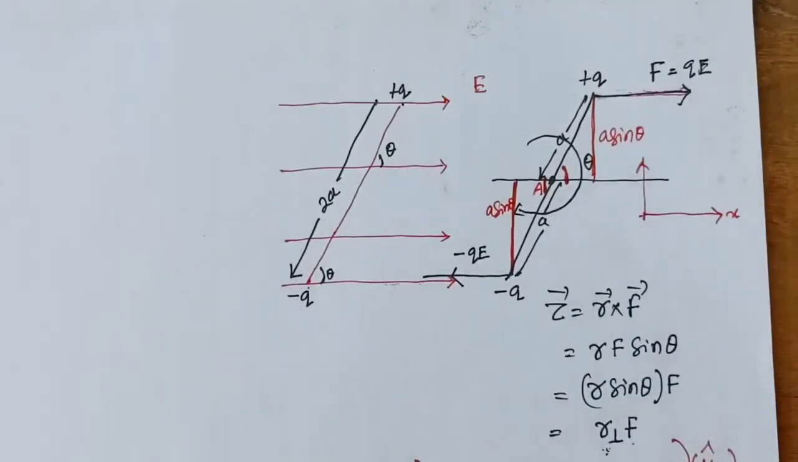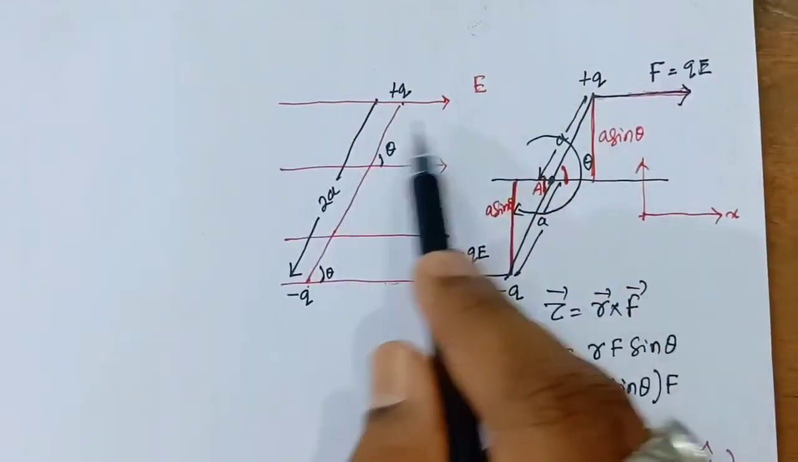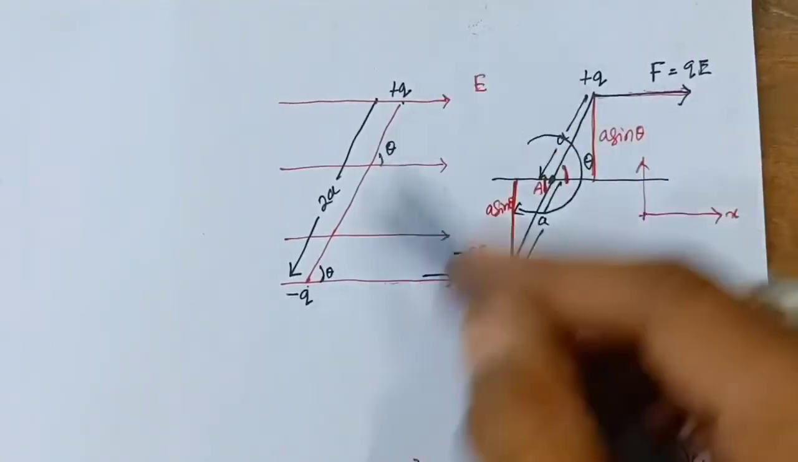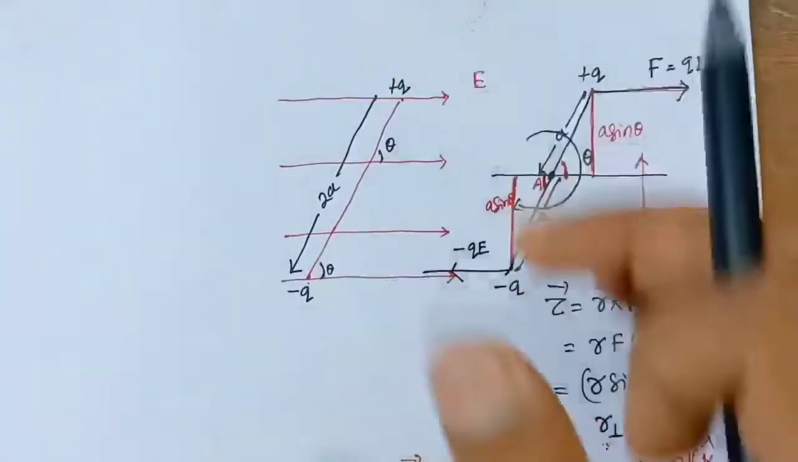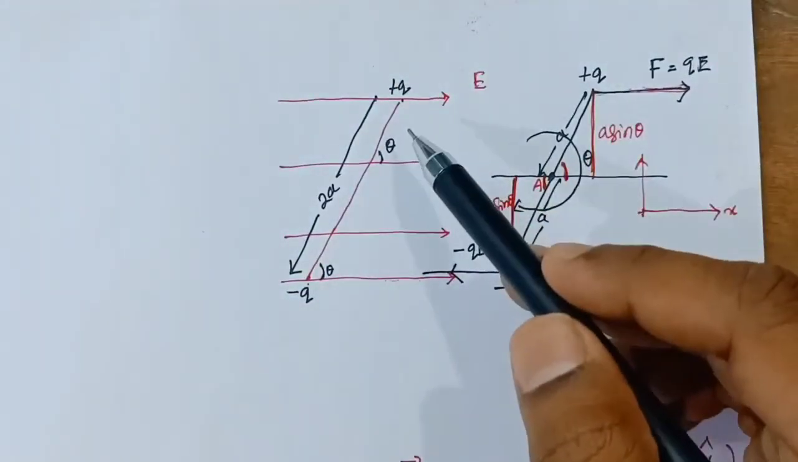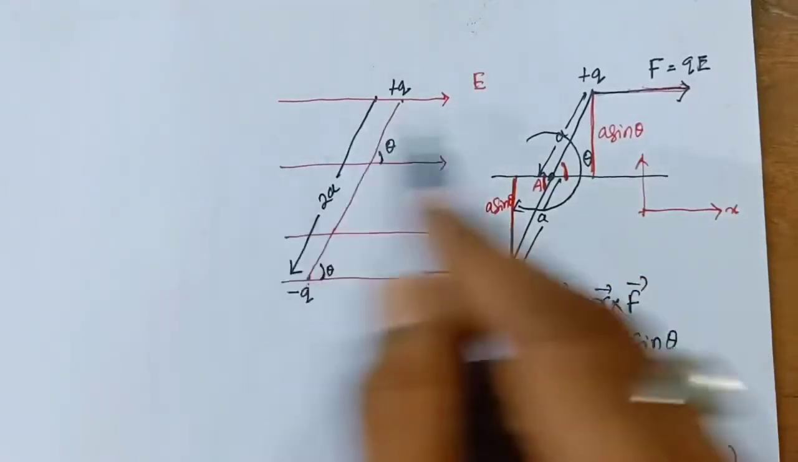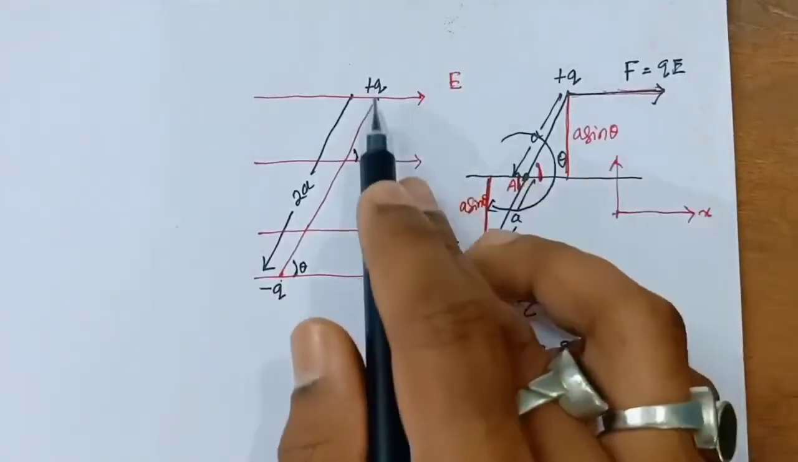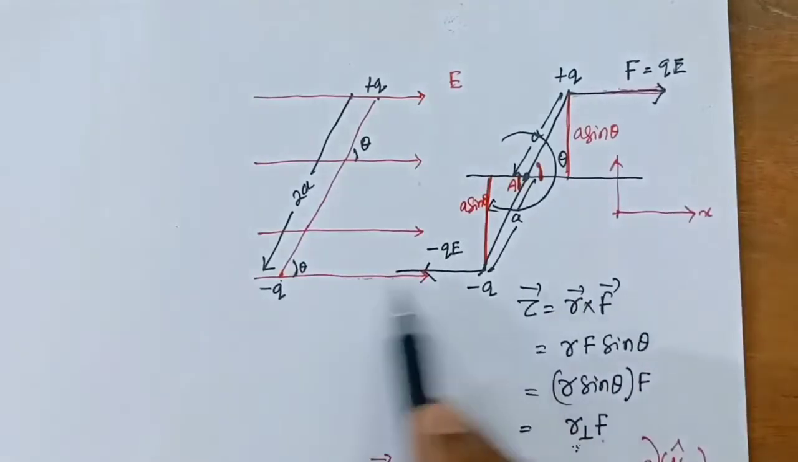One more time I want to repeat for the student perspective. What I have done is I have considered a uniform electric field. In this uniform electric field, I placed a dipole having length 2a, with two equal and opposite charges, and this dipole subtended some angle theta with the uniform electric field. And this is pretty clear.